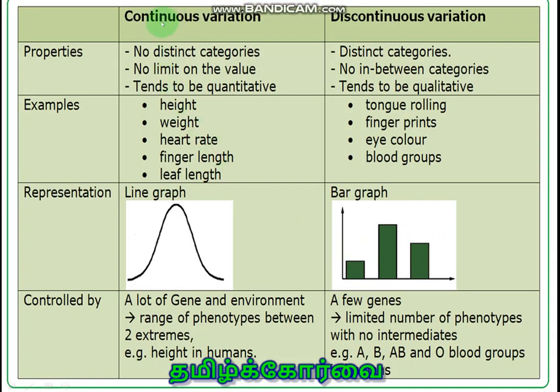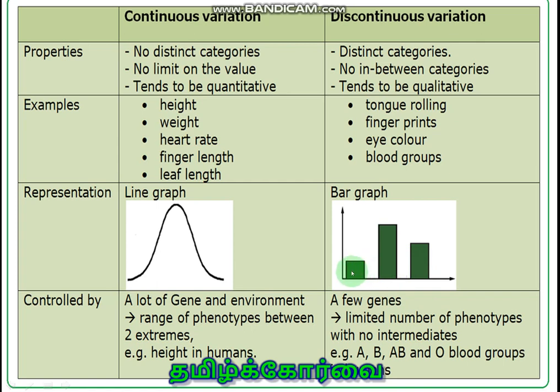And here I gave the difference between continuous variation and discontinuous variation. I would like to discuss only about the graph. With respect to continuous variation, you will get the bell shaped curve. This is one extreme you consider, this is another extreme. In between, for every point there are so many variations present, and at the middle point more number of individuals are present. On the other hand, if you take the discontinuous variation, you could get only the bar graph, where you can get only two variations or maximum of three.